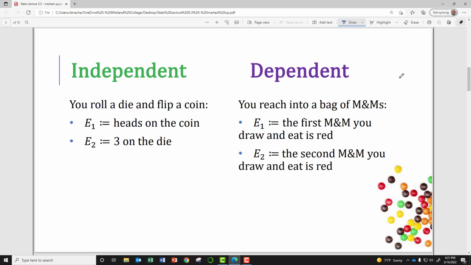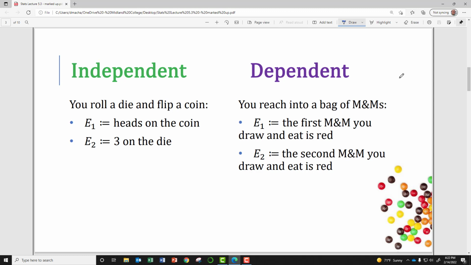One example of an independent pair of events would be, if you called event 1 or E1, flipping a coin and getting heads, right? So heads on a coin would be a success for E1. And E2 is going to be rolling a die and getting a 3. And so you know that if you flip a coin and roll a die, the outcome on one of those is not going to affect the probability of the outcomes on the other.